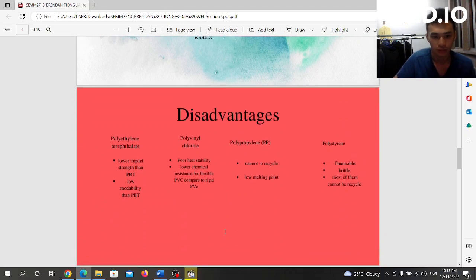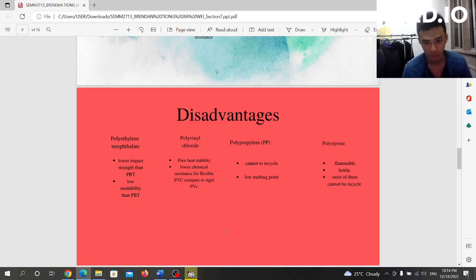For the disadvantages of polyethylene terephthalate, the crystalline form of PET has lower impact strength than PBT, and it shows lower moldability than PBT due to its slow crystallization rate. Polyvinyl chloride has poor heat stability. Flexible PVC has lower chemical resistance compared to rigid PVC. Properties can change with time due to plasticizer migration.